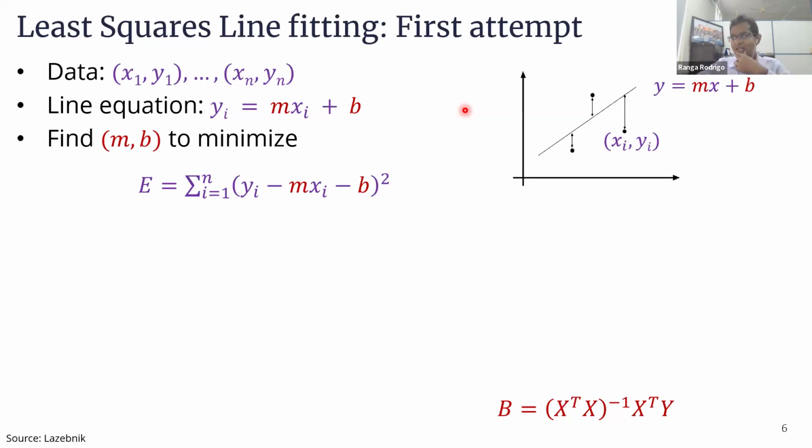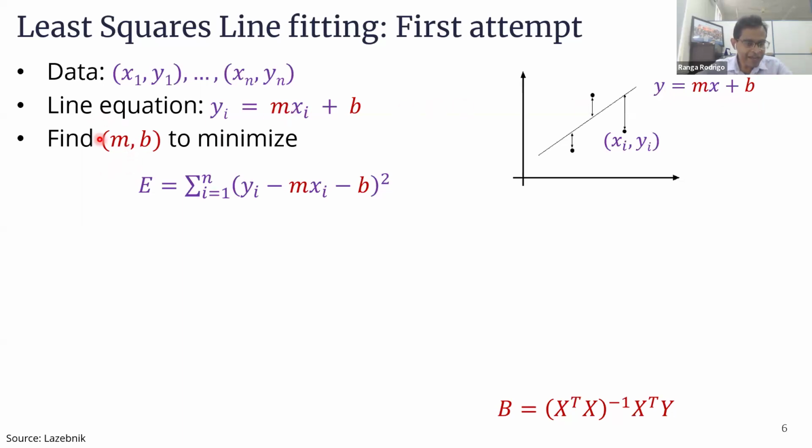Now assume that we have data points x1, y1, x2, y2, up to xn, yn. I have plotted one data point here, xi, yi. So you can see the other data points there. These we know correspond to a straight line. So we assume that this straight line's equation is y equals mx plus b, where m is the gradient and b is the intercept.